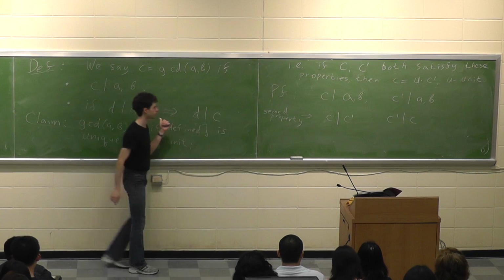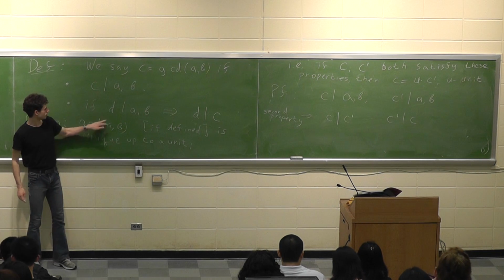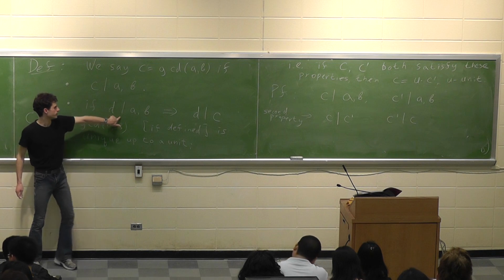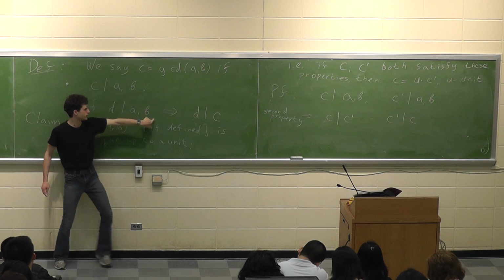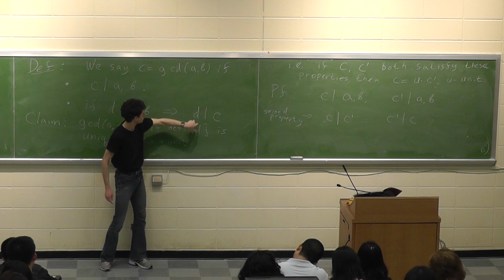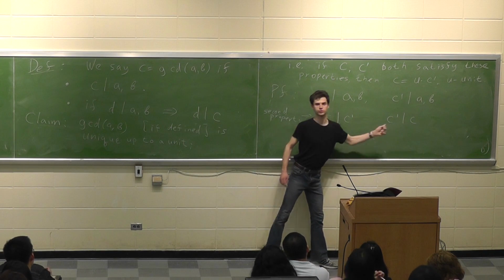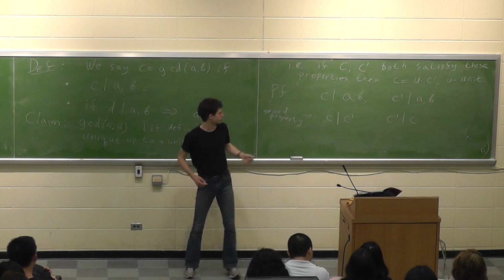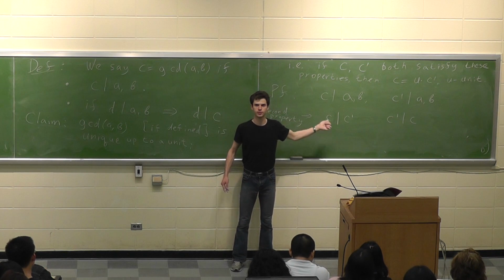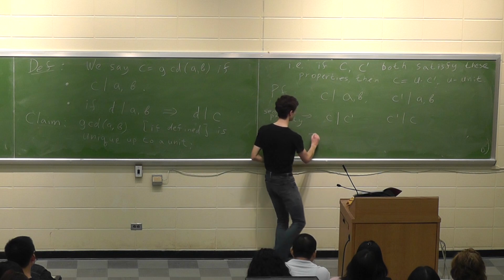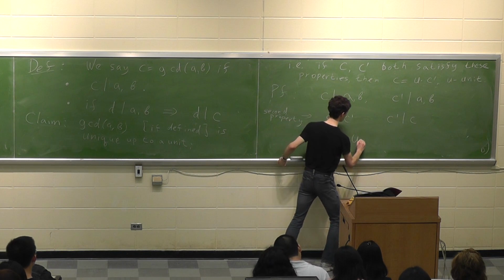So I'm using this property. If some number, for example C prime, is a divisor of A and B, then it is a divisor of C. So C prime is a divisor of C. Well, but now I have two numbers, one of them is divisible by the other and the other way around. We just proved that C is a unit times C prime.